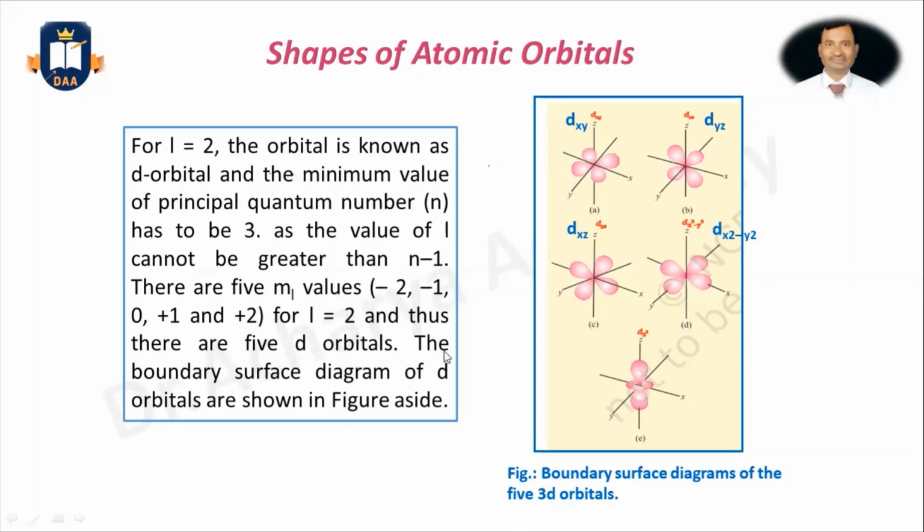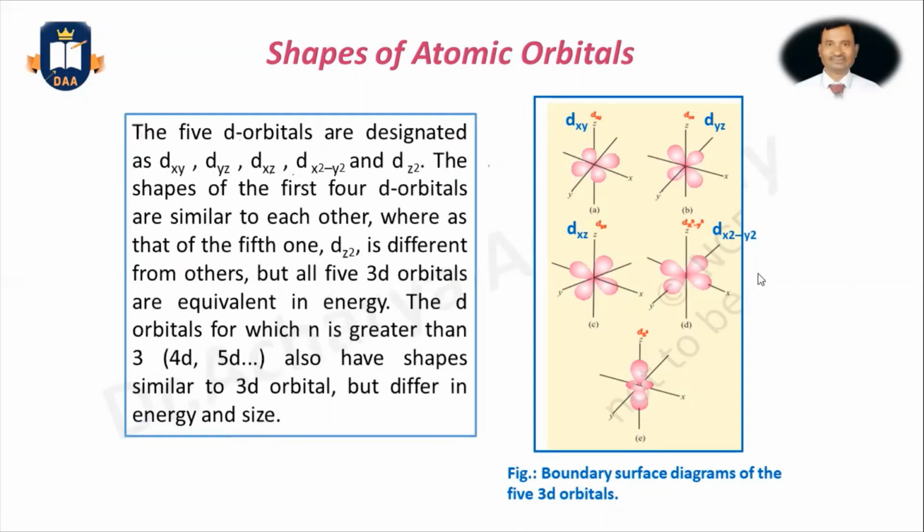And in that case, the boundary surface diagrams are in the right side figures. So we'll now go into the details of these d orbitals. These 5 d orbitals are designated as dxy, dyz, dxz, dx square minus y square, and dz square.